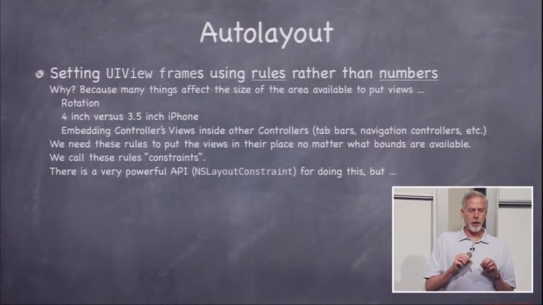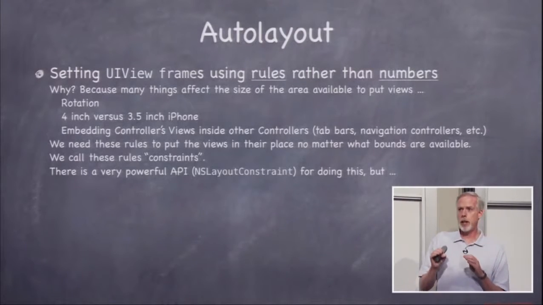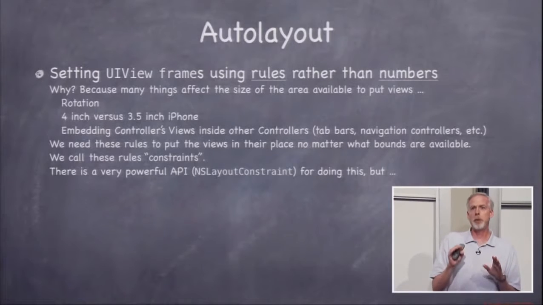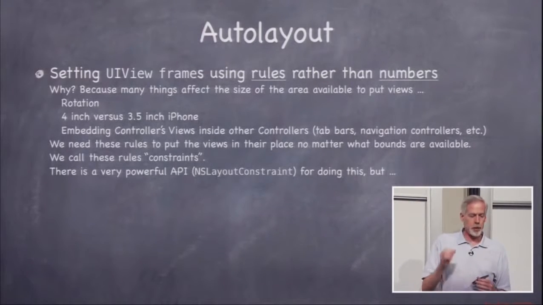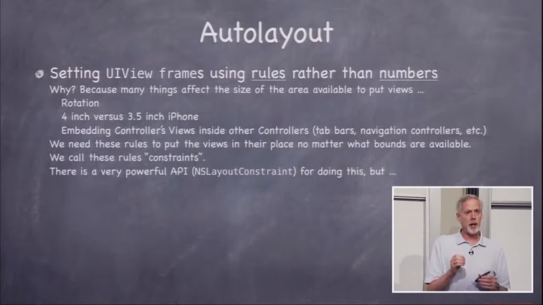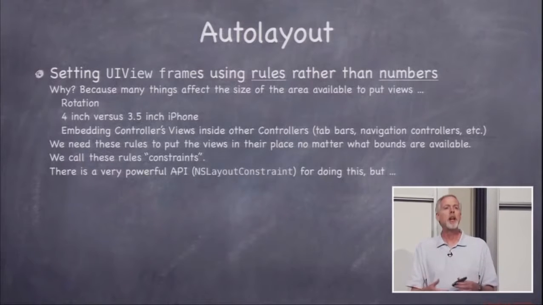Now, these rules, by the way, we call them constraints, layout constraints. So that when I use the word constraints, that's what I'm talking about, the rules for how to set the frames of all these views. There's a really powerful API in iOS for this. In other words, a programming interface with objects and layout constraints and all these mechanisms.